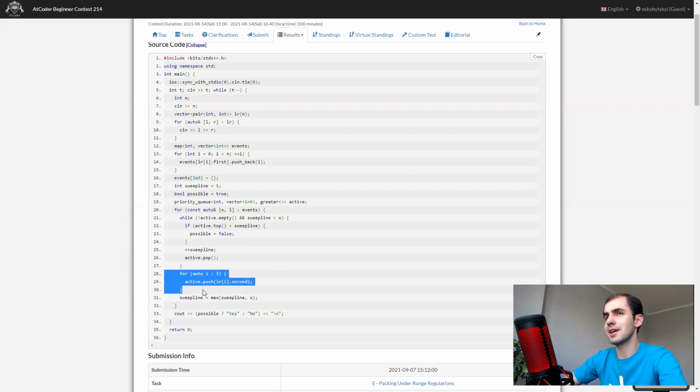And these balls can get only into positions X and to the right. Right? Because they start at X. That's the meaning of the events map. That's why we need to update the sweep line. And we push their right endpoint into our priority queue.